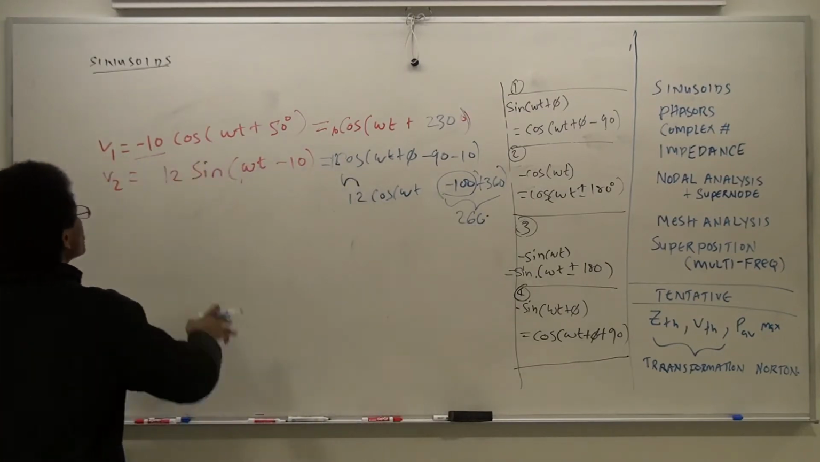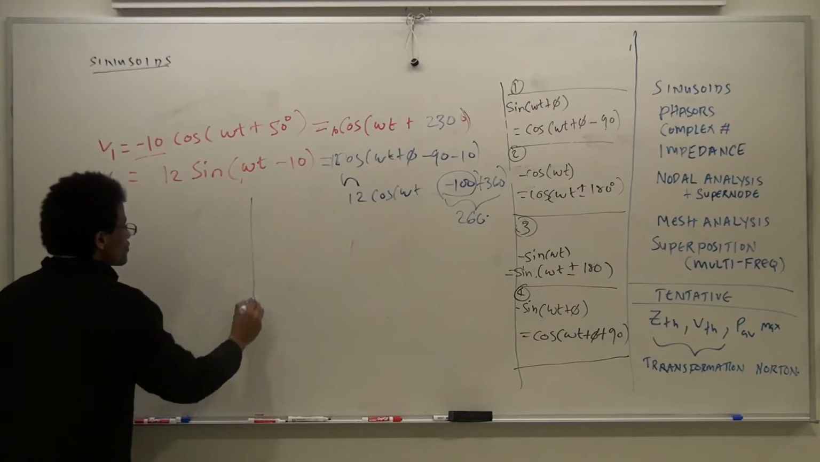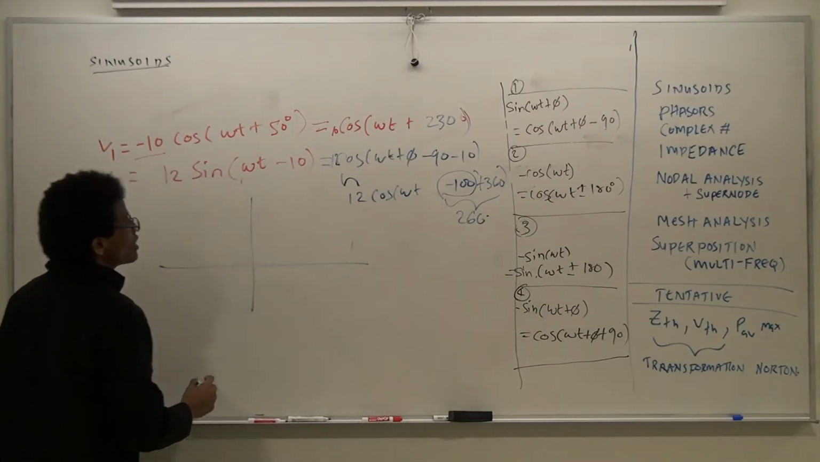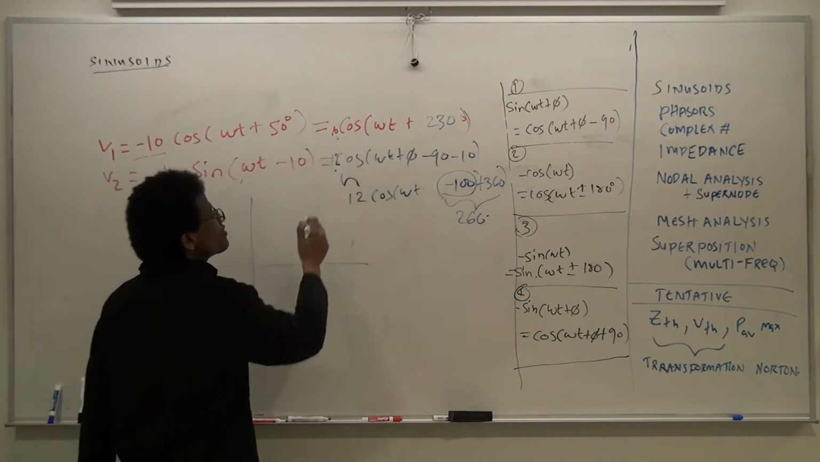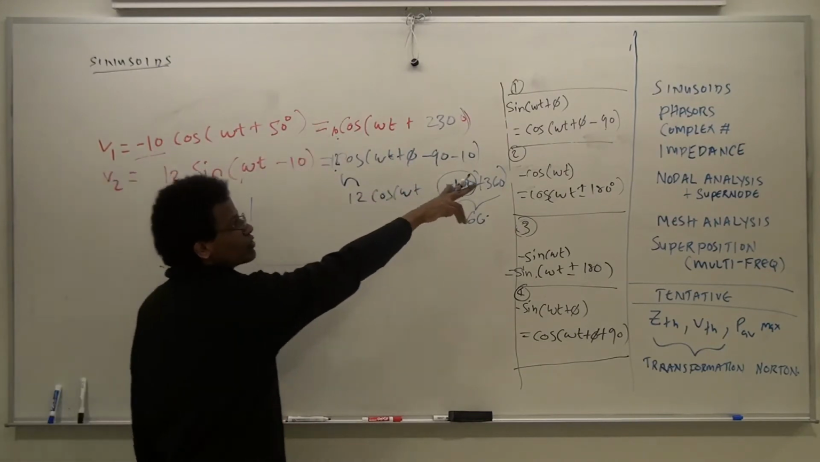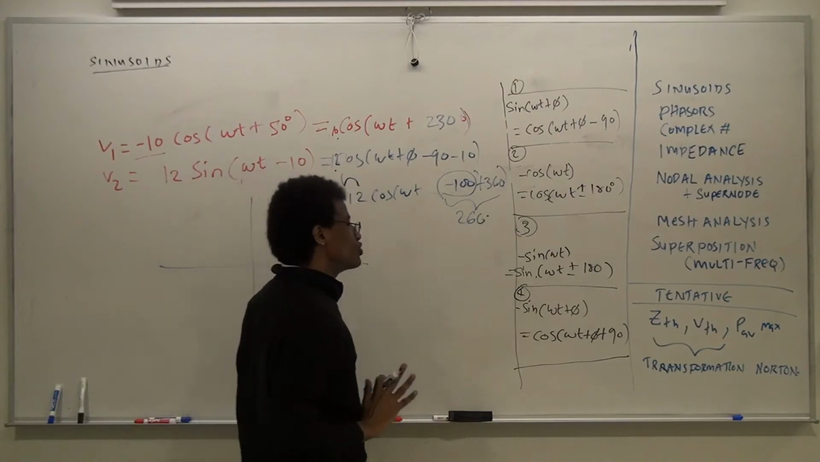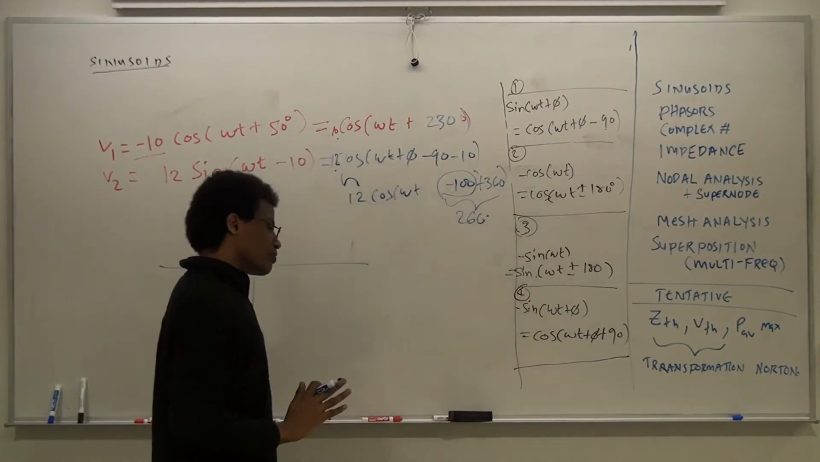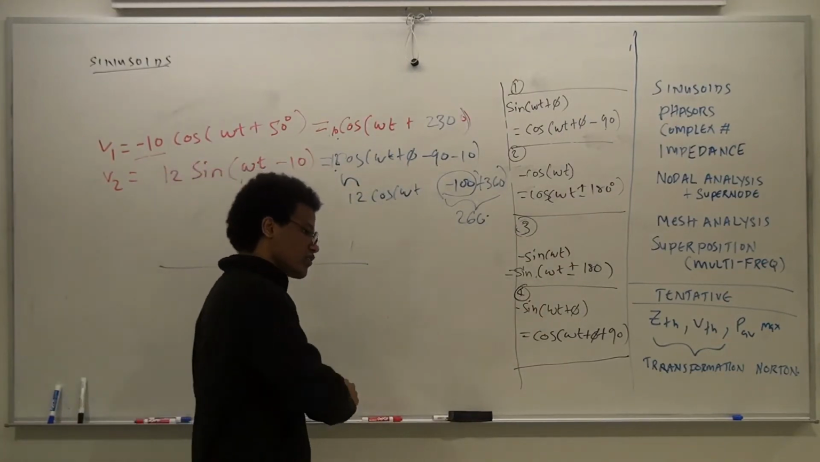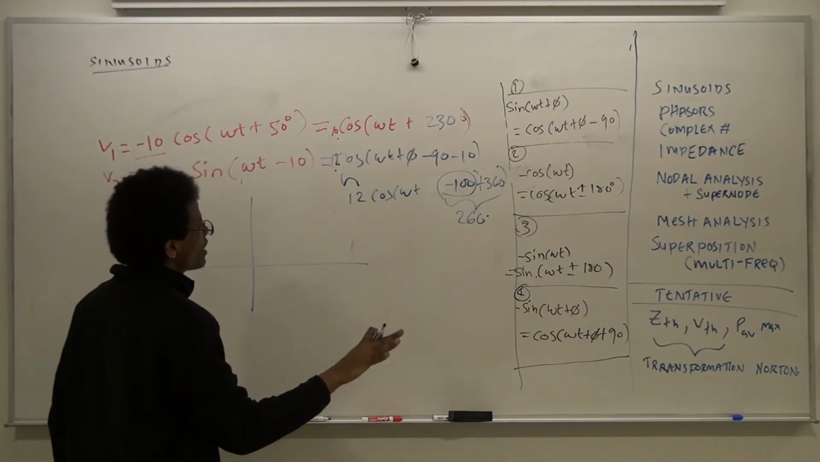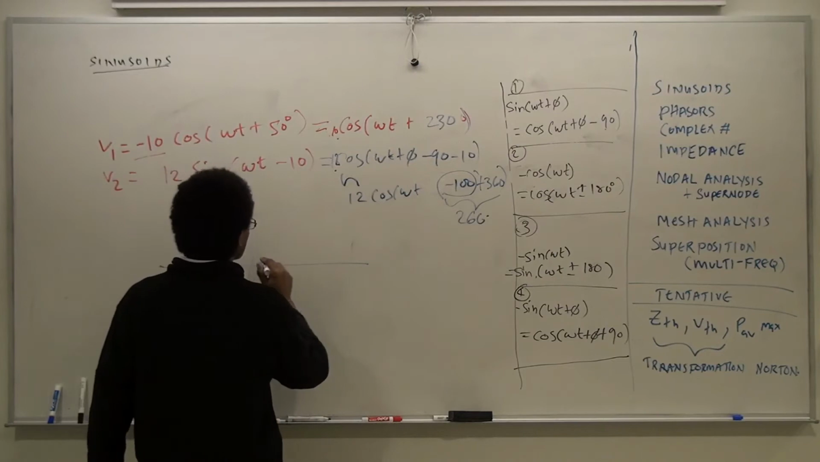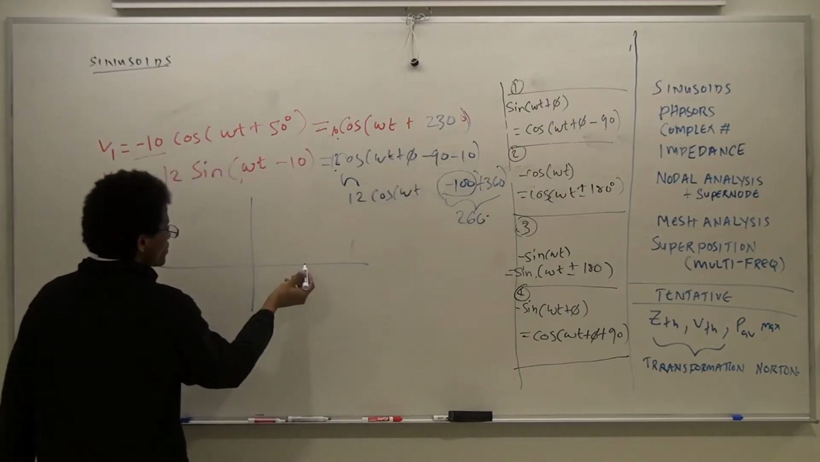So now the question is, which is leading and which is lagging? We still haven't solved the problem, so let's plot the phases. Forget about the 10 or the 12, because you'll see later when we deal with phasors that they only contribute to the modulus, the distance from the origin of the complex number. We don't care about that for now, just the phase. The phase of V1 in this case is 230 degrees.